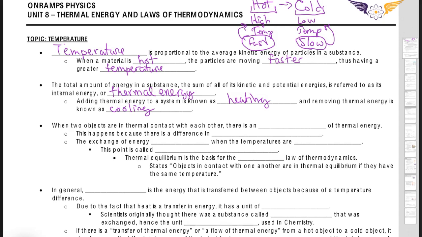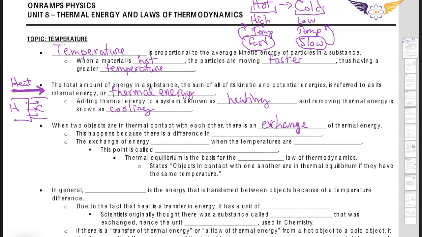So when two objects are in thermal contact with each other, there's an exchange of heat, okay, or thermal energy. So if I have hot and cold, right, there's going to be an exchange of thermal energy, and it's going to flow from hot to cold. Okay, that's how all heat flows, or all thermal energy flows. So it's the hot particles trying to transfer the energy to the cold particles.